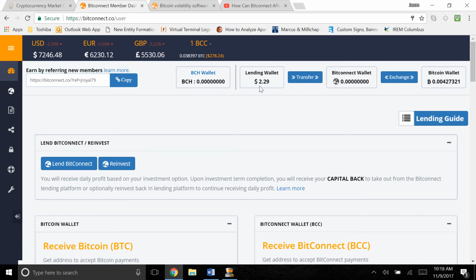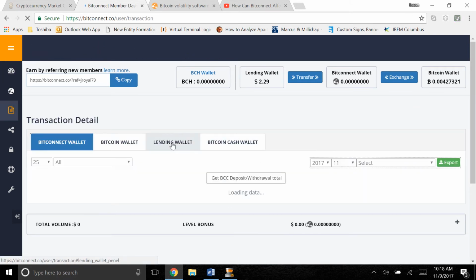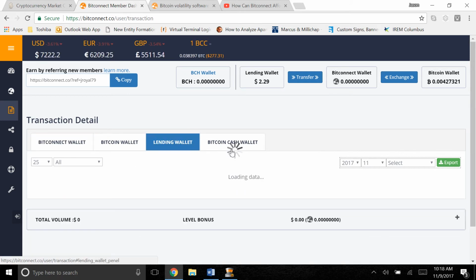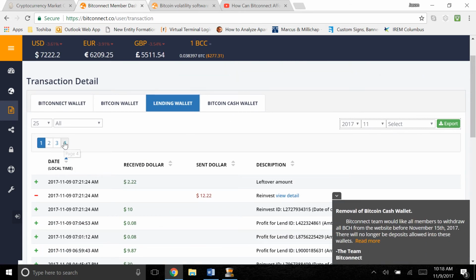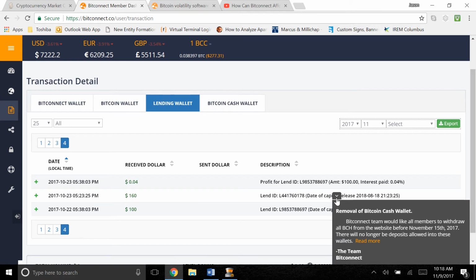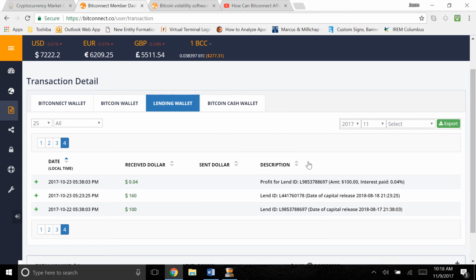So my lending wallet only has $2.29 in it because I did a loan this morning for $10. I have small money here, but I've been impressed with the returns. All right, so let's go down here, and this is the history of my lending wallet. It's now 4 pages deep. It was just 1 or 2 pages deep maybe a week ago.